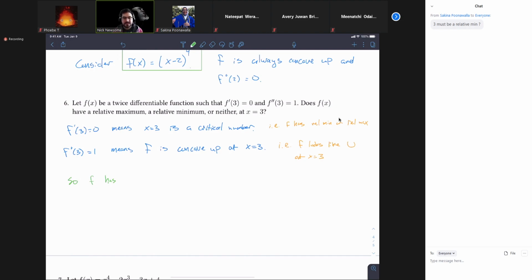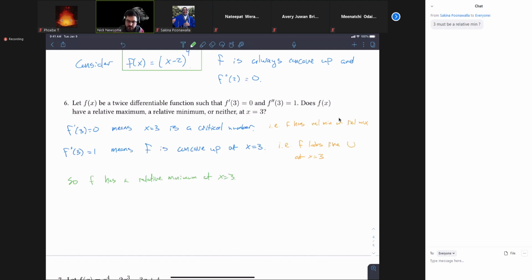Okay, this thing is sometimes called the second derivative test. That's not a standard thing, but you might hear that. So if you do hear that, this is what it's referring to. Because it's not a standard thing, I'm not going to write it down. But if you ever hear somebody say second derivative test, this is what they're talking about. If you have a critical number and you can determine concavity at that point, you can determine if it's a relative min or a relative max.